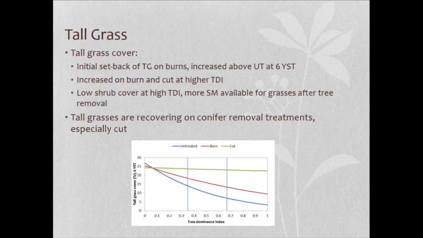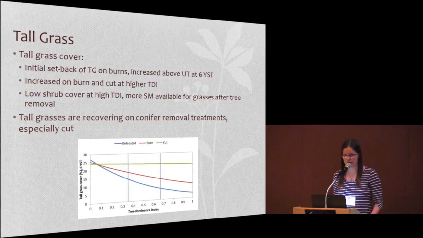Our tall grass cover initially was set back on our burns, but by 6 years following treatment, it had recovered to the level seen on our untreated. Tall grass increased on our burn and our cut at a high TDI, and this is probably because at a high TDI we had lower shrub cover and higher available soil moisture following conifer removal. So this shows that the tall grasses are recovering on our sites even at a high TDI, but especially recovering on our cut.